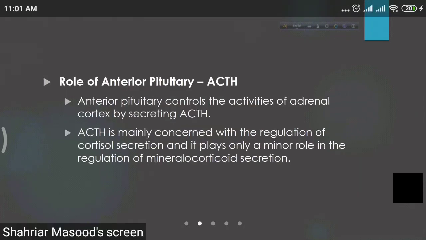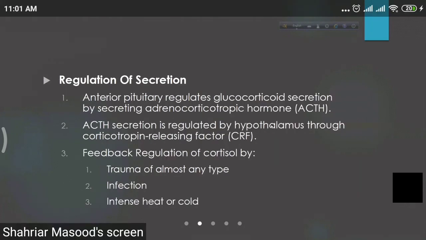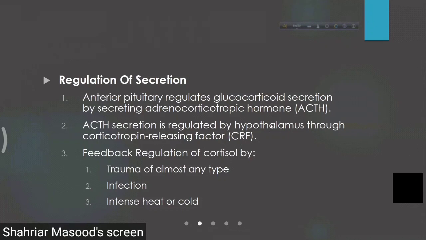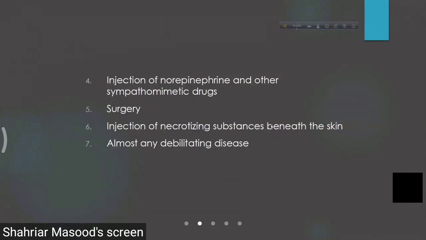Any form of stress, whether it is trauma, infection, intense or extremes of temperature, injection of norepinephrine and other sympathogenic drugs, surgery. Surgery is a form of stress, physical stress injury. Injection of necrotizing substances, any debilitating diseases. All of these are stressful conditions and lead to increased secretion of ACTH and secondarily increased secretion of cortisol.